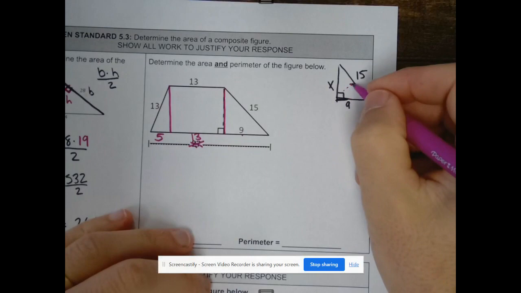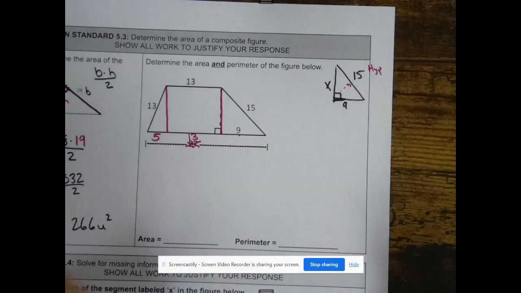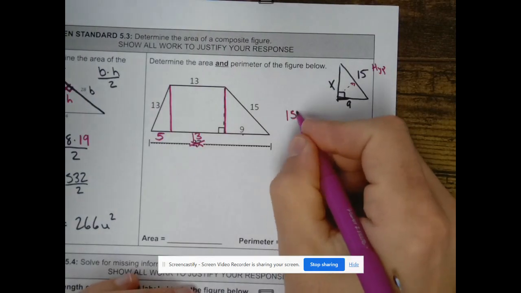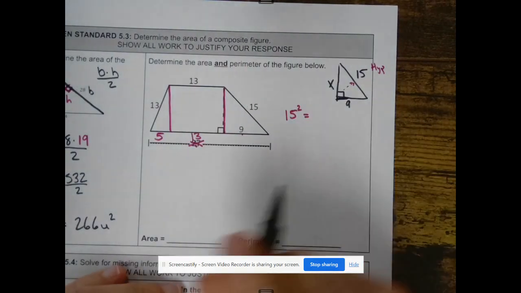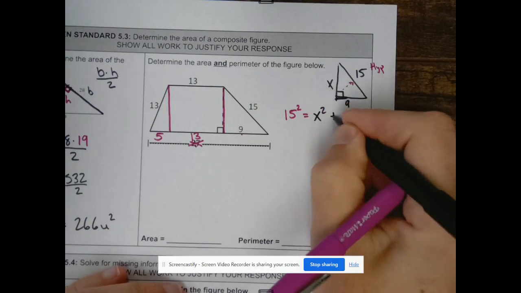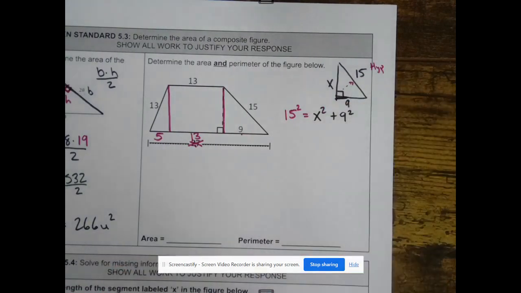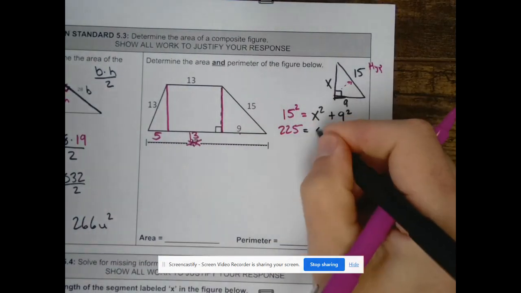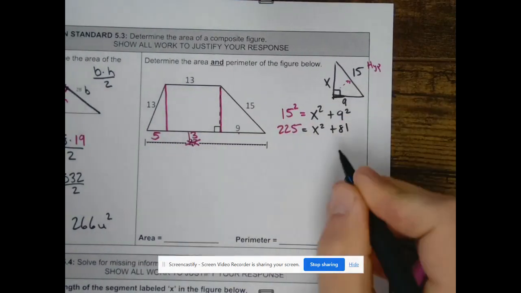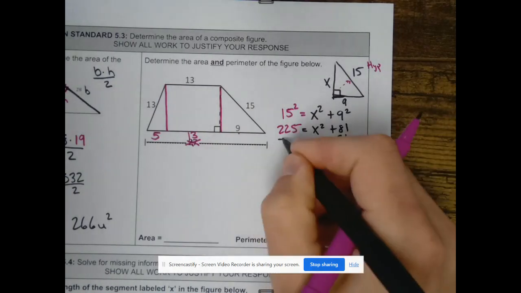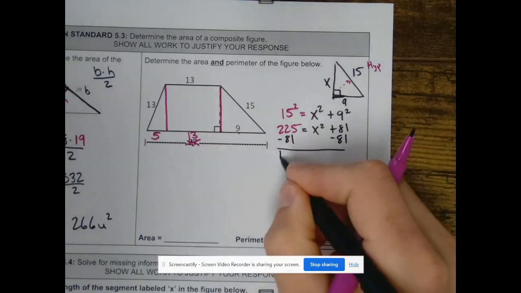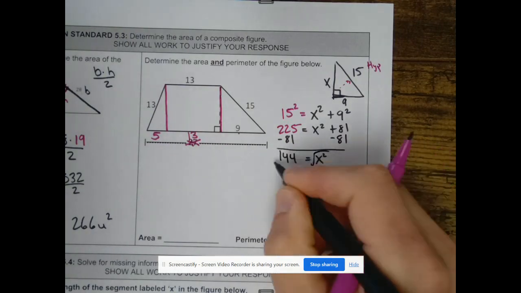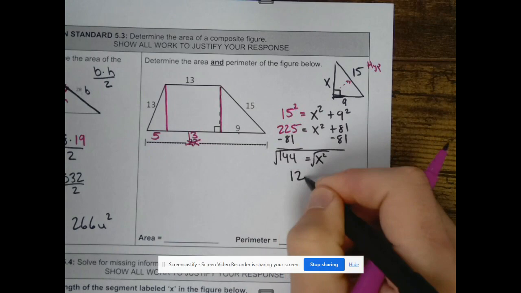So what am I solving for? Just like we just did on the other side, 15 is my hypotenuse. So I am solving the Pythagorean theorem. 15 squared, hypotenuse, equals leg squared plus leg squared. Let's solve this. 15 squared is 225 equals x squared plus 81. Subtract 81 from both sides, find the difference. I'm going to get 144 equals x squared. Square root both sides, and I'm going to get x equals 12.